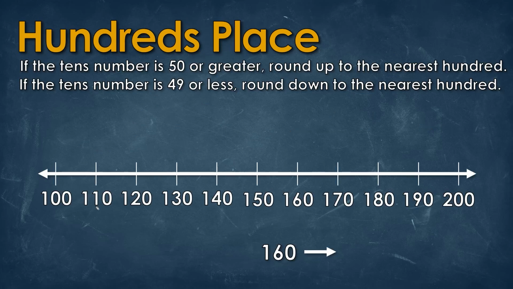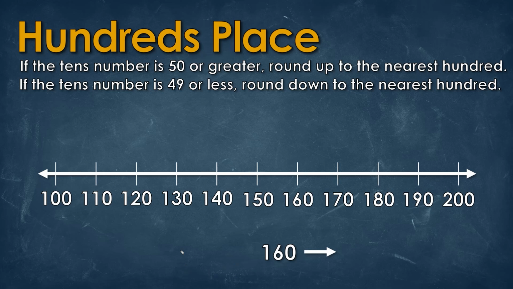Now let's do an example of what we mean when we say rounding to the hundreds place. So we're going to look at that same number, 160. We have a number line that goes from 100 to 200. Now remember, the value on the left here, this 1, represents the hundreds place. That's why we say 100, 200, 300, 400, those are our hundreds places.